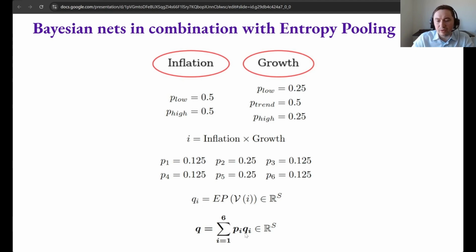So this is what we do here in the end, and then we get the final posterior probability vector. Of course, this is just unconditionally when we specify this Bayesian network structure. But once we have this, we can also specify what if we condition on the growth being positive. Then we can compute a posterior probability vector for that scenario, or we condition on inflation being high and growth being high, for instance. So that's how we will use it in the examples afterwards.